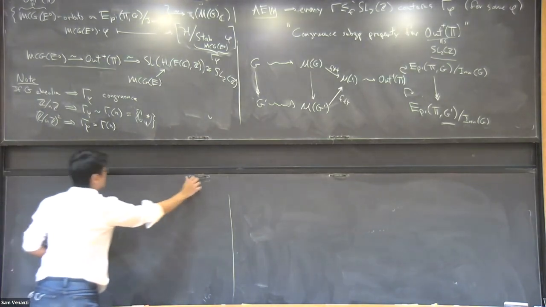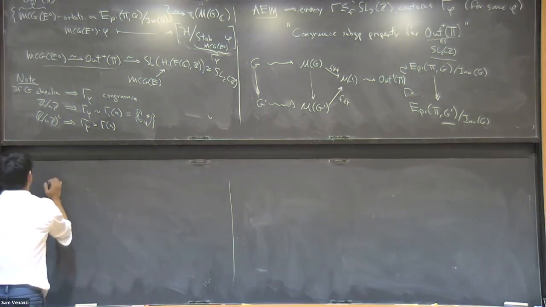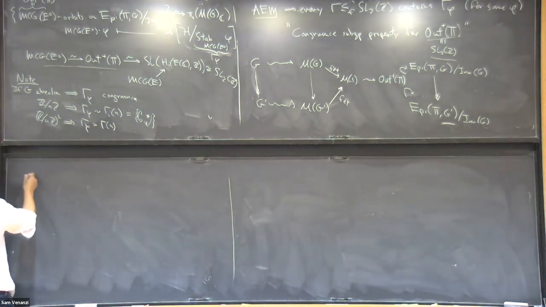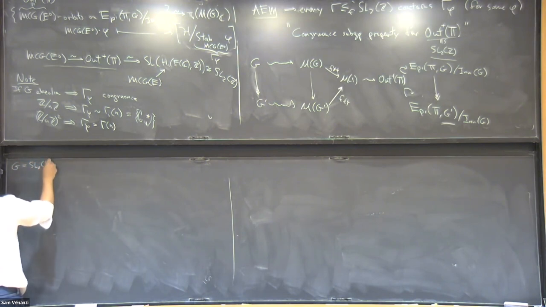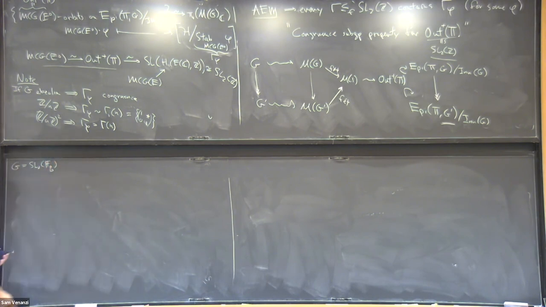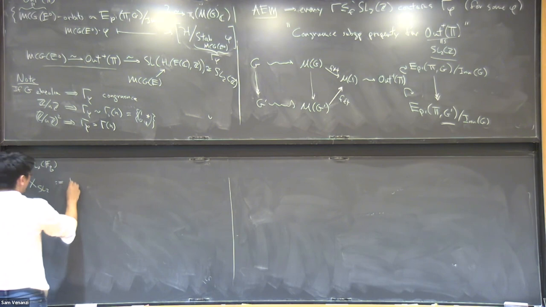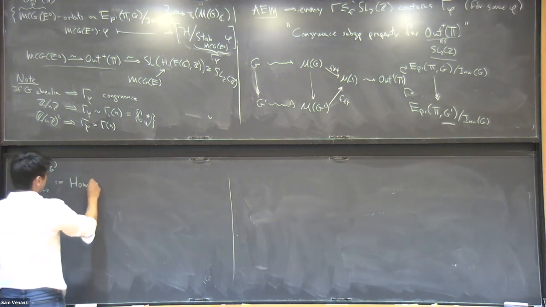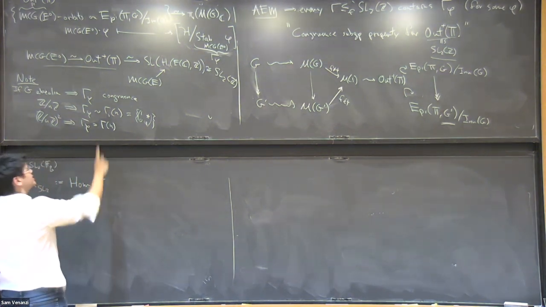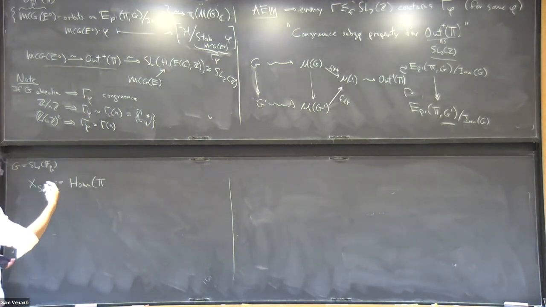So let me just give a very quick description of what we have in a specific case. In this case, we're going to take G to be SL2(F_q), the F_q points of the algebraic group SL2. Just like in the last talk, we want to consider a certain character variety. This character variety is first obtained by taking pi as before, a free group of rank two with generators A and B.